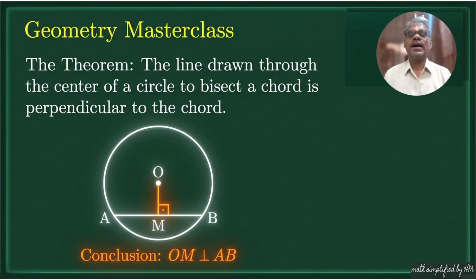Today we are going to simplify a beautiful circle theorem: why a line from the center that bisects a chord must meet it at a 90-degree angle.